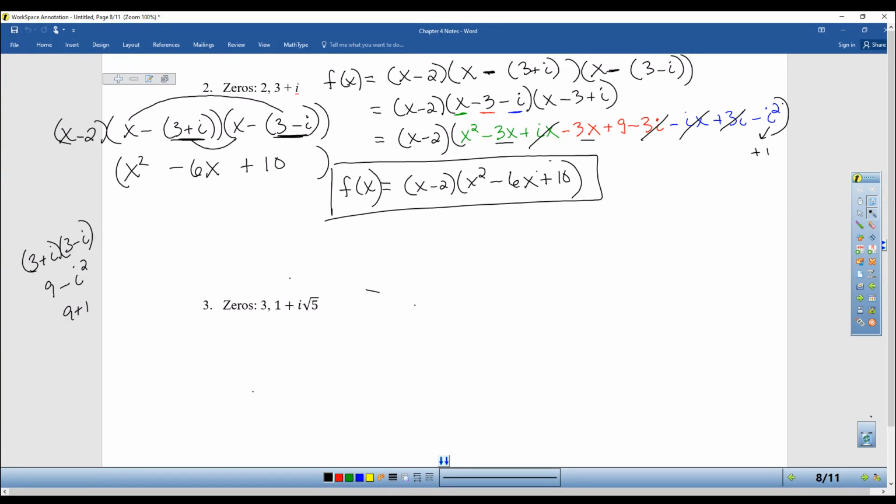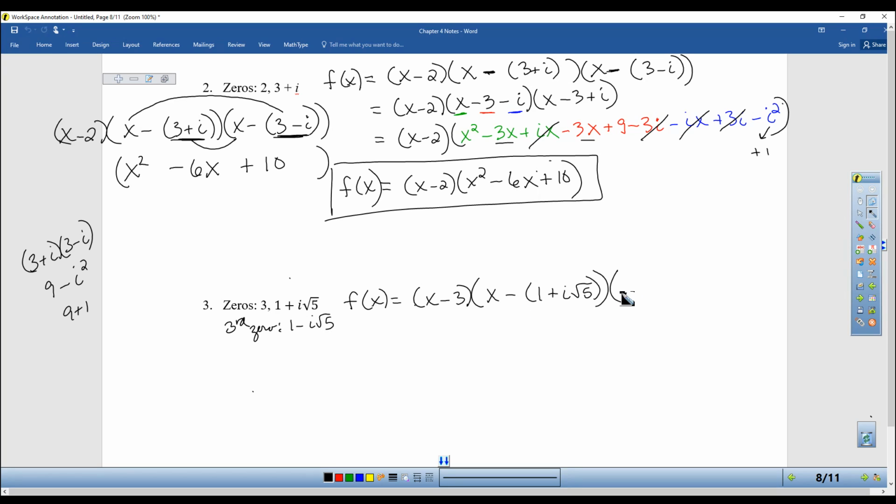All right, I always say this, you should really try the next one on your own. But of course, I will do it out. Just erase that. Okay, so f of x is going to be x minus 3 times x minus 1 plus i square roots of 5. And even though they didn't tell you, the third zero must be 1 minus i square roots of 5.